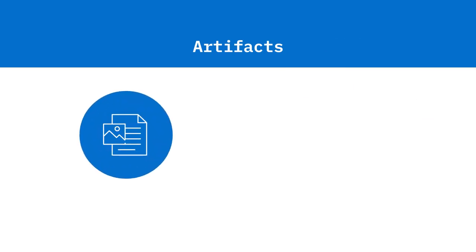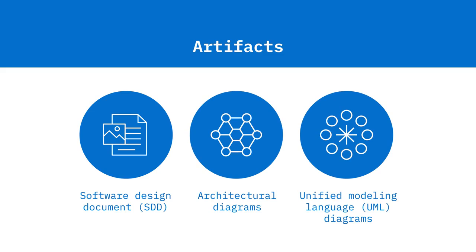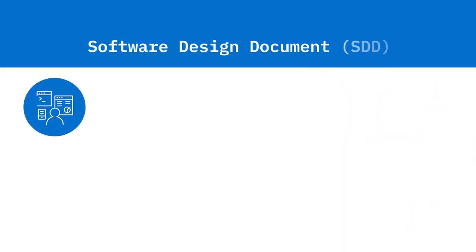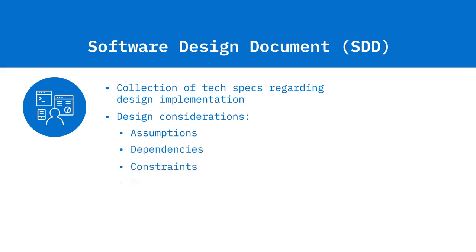Much like blueprints communicate design decisions to the builders of a house, there are also several artifacts produced during the architectural design phase that are used to communicate the software design to the stakeholders. These artifacts include a software design document, or SDD, an architectural diagram, and unified modeling language, or UML diagrams. The SDD is a collection of technical specifications that indicate how the design should be implemented. It provides a functional description of the software and design considerations, such as assumptions, dependencies, constraints, requirements, objectives, and methodologies.